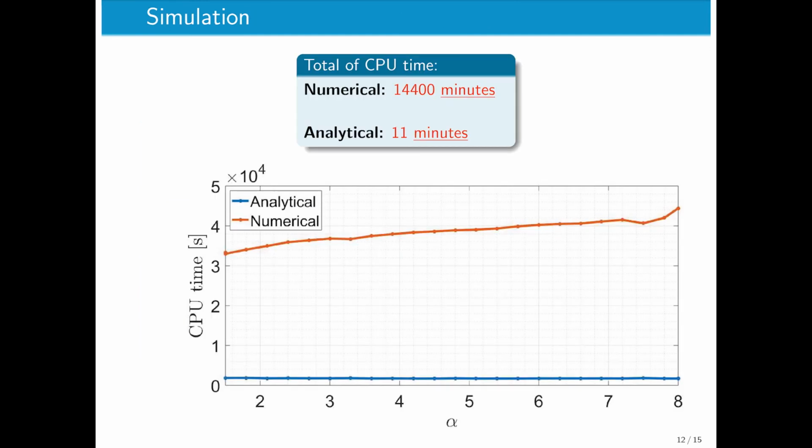This graph shows the required CPU time for the analytical and the numerical approximation. The parallelized numerical calculation took almost 14,400 minutes, while the analytical approximation took 11 minutes. We can also see that the time required for the numerical integration shows a dependence on the value of the parameter alpha, which is not seen in the analytical approximation.